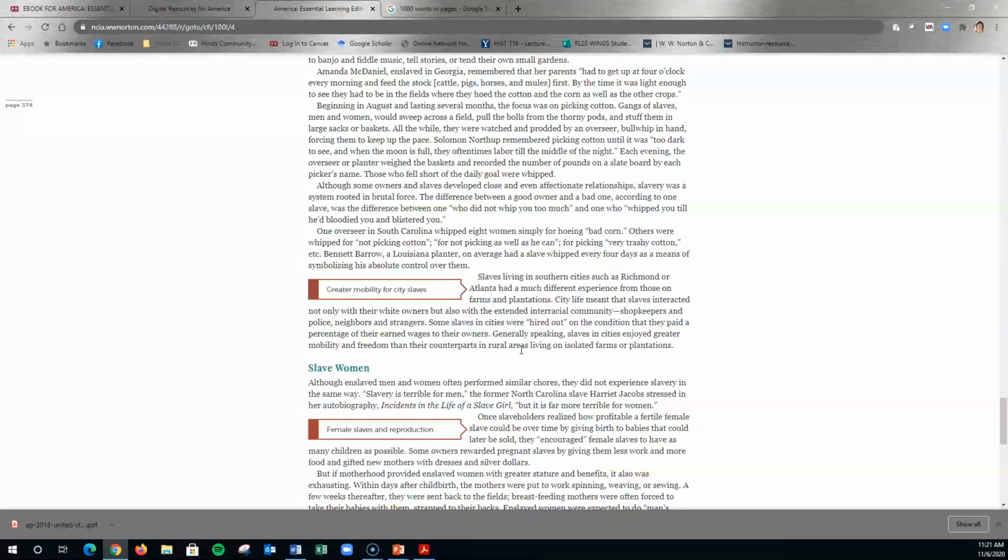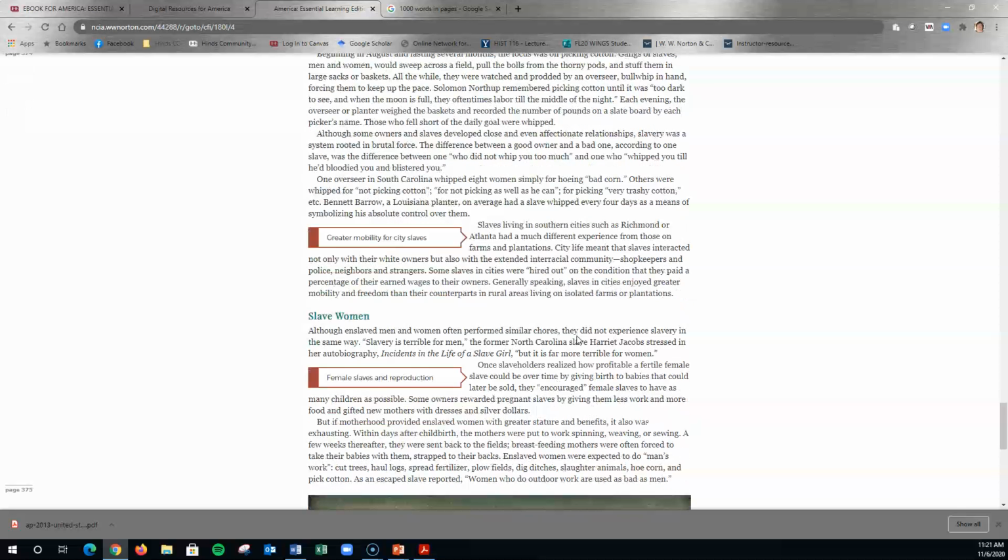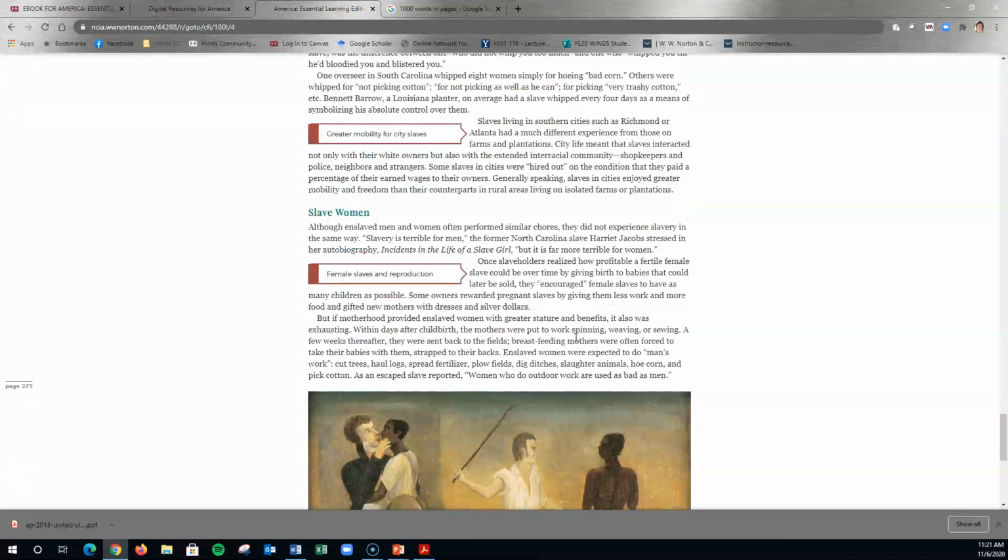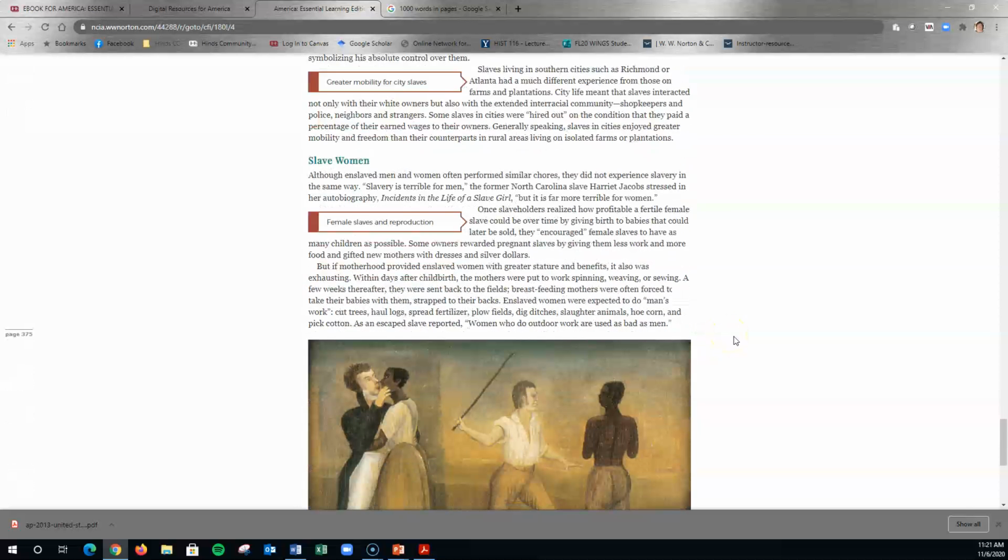Sometimes the one step up for slaves would be working in the house. If you worked in the plantation house, if you weren't a field hand, that tended to be a better job. So if you got into the household, that tended to be a step up.